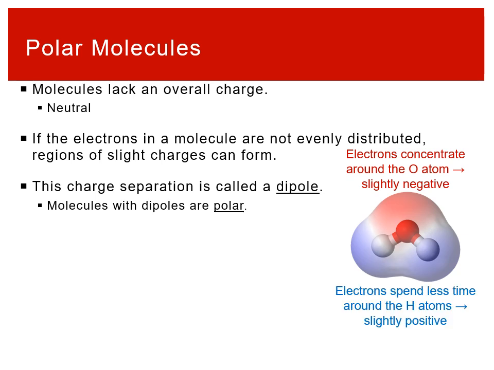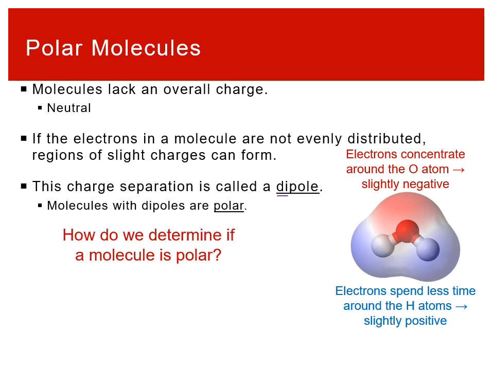At the same time, there has to be a slightly positive end of the molecule. So one of the things you'll notice is that these are called dipoles. Di meaning two. There are two ends, a positive end and a negative end to a molecule. So molecules that are polar have these slightly positive and negative sides, and that's what's going to allow and drive these intermolecular force interactions.